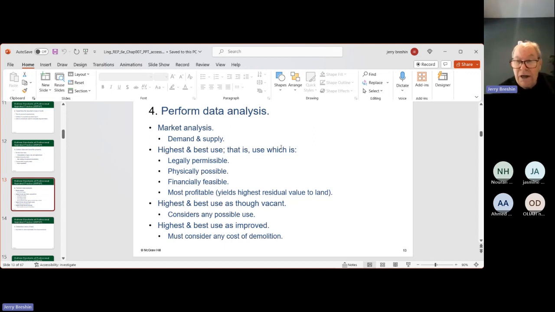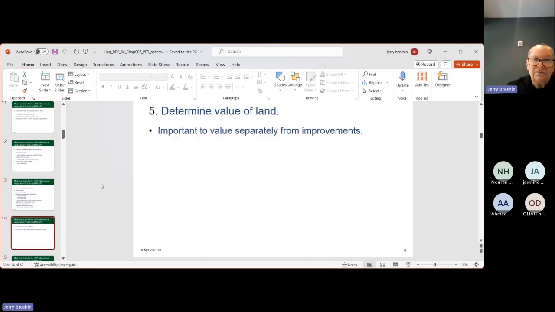So when a realtor addresses the value of a particular property, he or she is looking for what is called the highest and best use of a property. What can that property be used for to generate the highest income? Okay, determine the land.